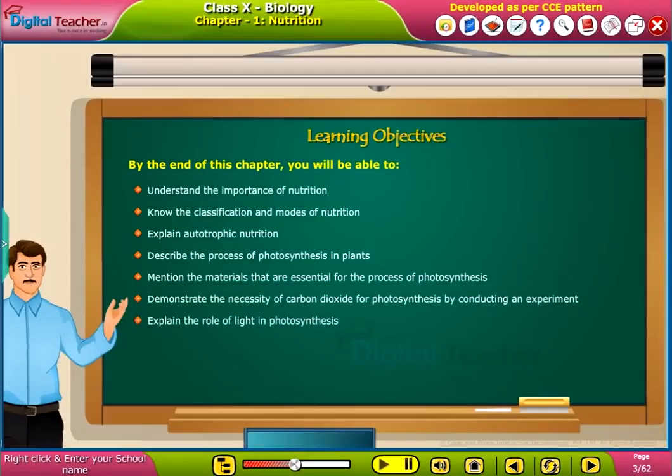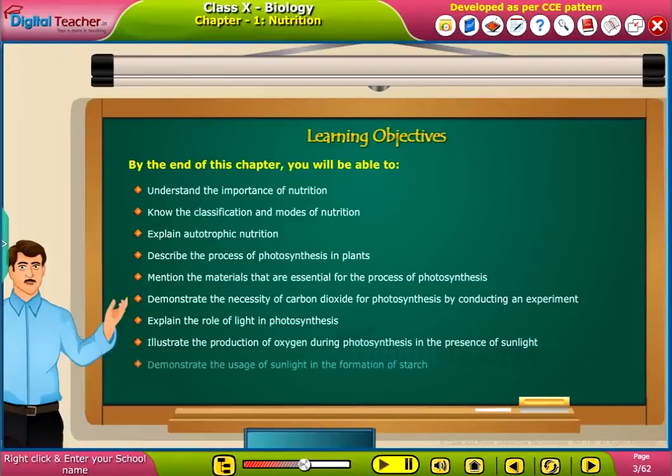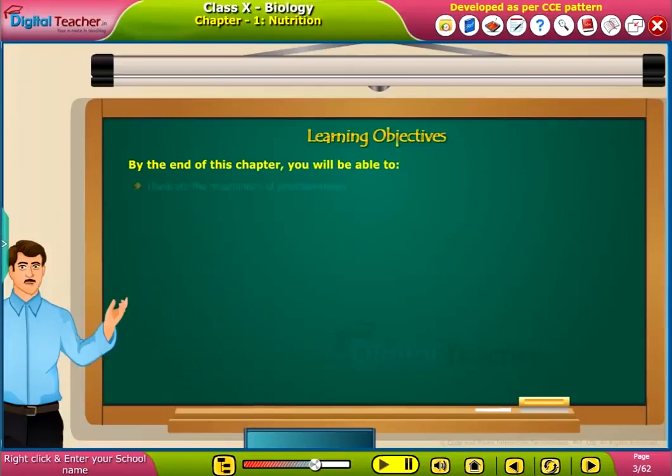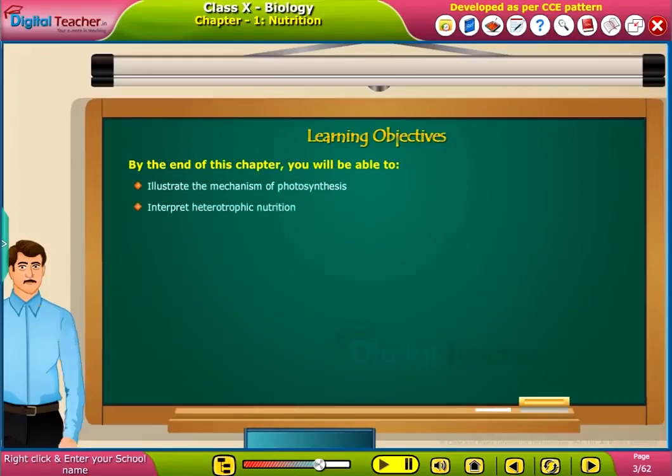Explain the role of light in photosynthesis. Illustrate the production of oxygen during photosynthesis in the presence of sunlight. Demonstrate the uses of sunlight in the formation of starch. Interpret chlorophyll and photosynthesis. Illustrate the mechanism of photosynthesis. Interpret heterotrophic nutrition. Explain how organisms obtain the nutrition.